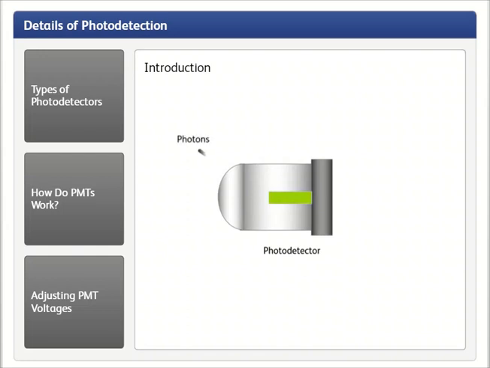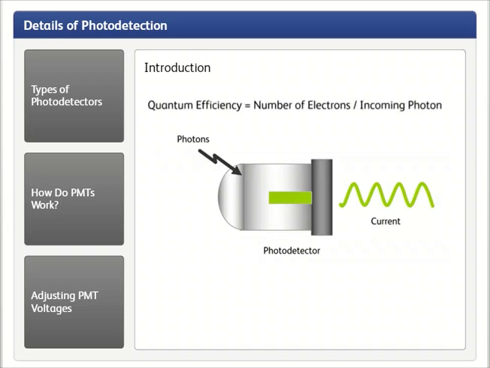Recall that photodetectors are used to detect light in the form of photons and generate electrical current in the form of electrons. Photodetectors vary in quantum efficiency, which is the number of electrons they can generate per incoming photon. Click each topic to learn more about photodetectors.